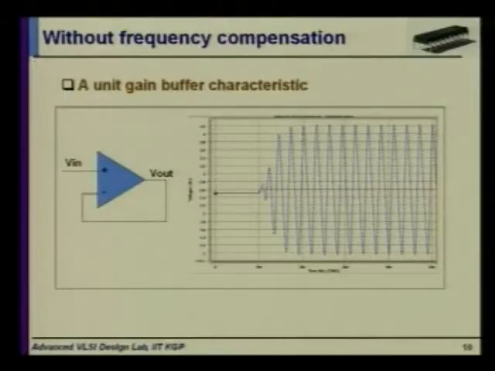This is the simulated result of a unity gain buffer without any frequency compensation. You can see that the output oscillations increase as time goes on. So this is an unstable op amp, as you can see from the plot.